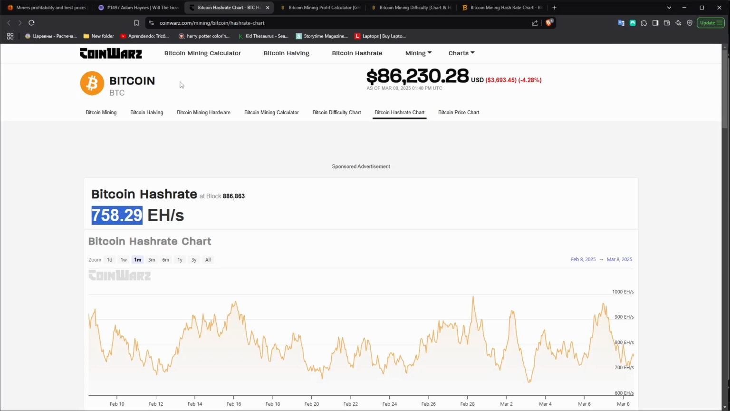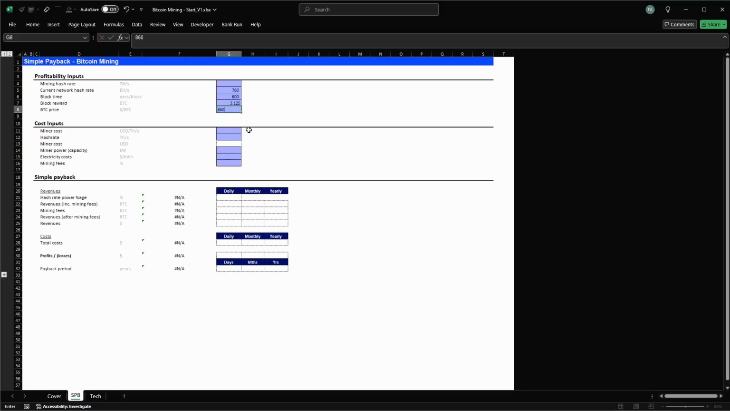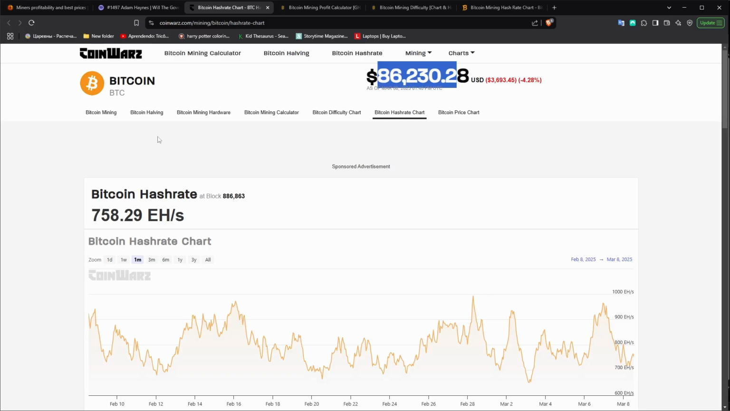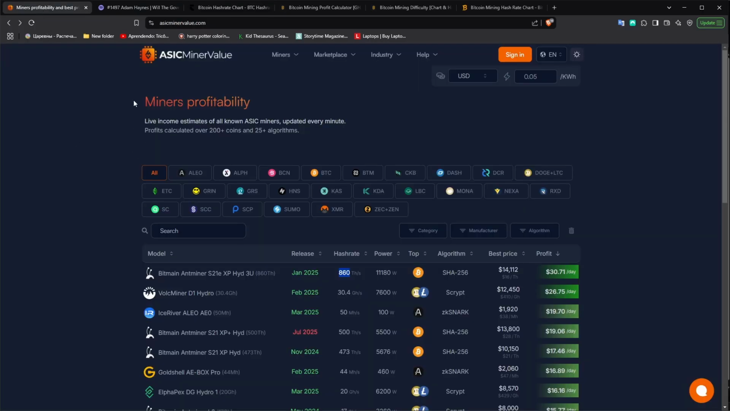I think it should be around 80,000 now, 86,000. So there we go. I'm going to put here $86,000, and that's our Bitcoin price. And now we have to decide which machine we're going to buy, how much hash rate power we're going to have. So I'm going to go back to the websites.